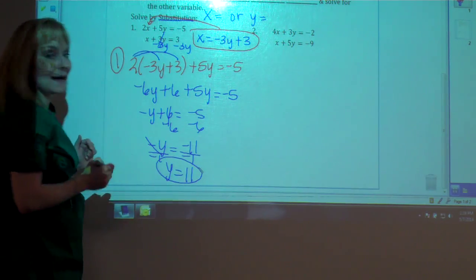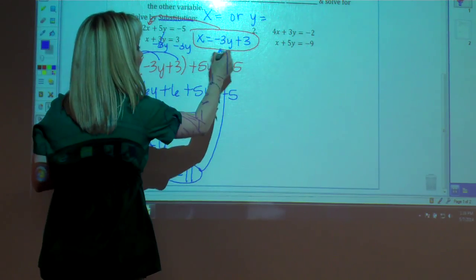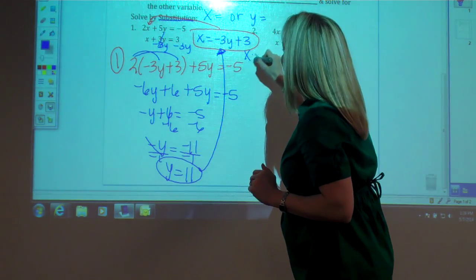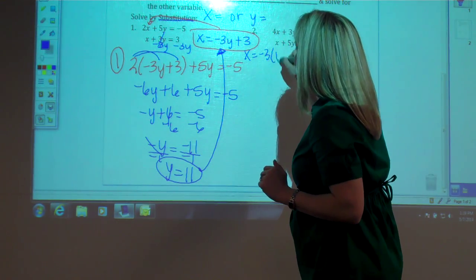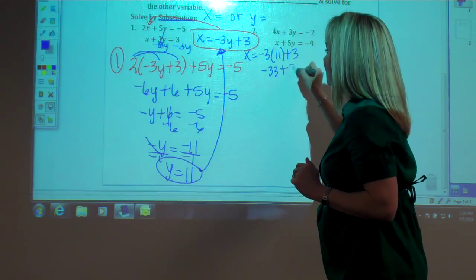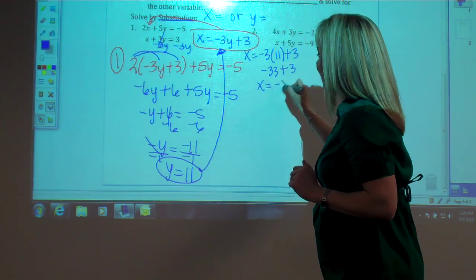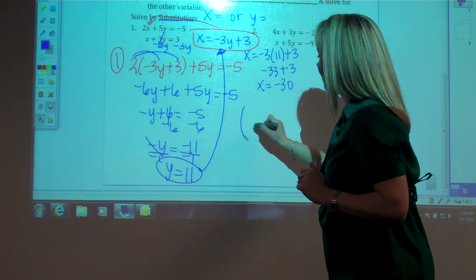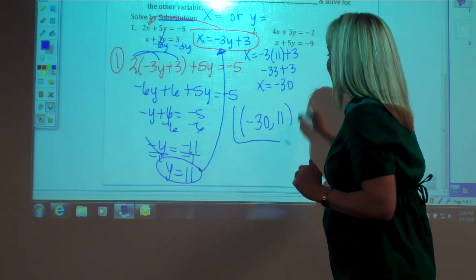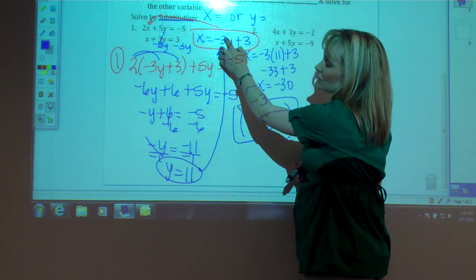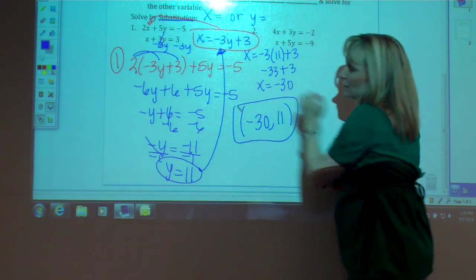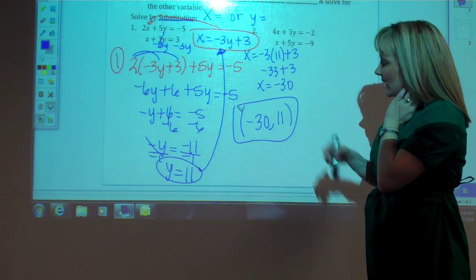I'm going to take that and I'm going to plug it in up here for x equals. So now I have x equals negative 3 times 11 plus 3 gives me negative 33 plus 3. So x is equal to negative 30. So my answer is going to read negative 30, comma 11. Okay, you have to plug it back into the second equation, and I always plug it into this one that they give me since I'm solved for x.